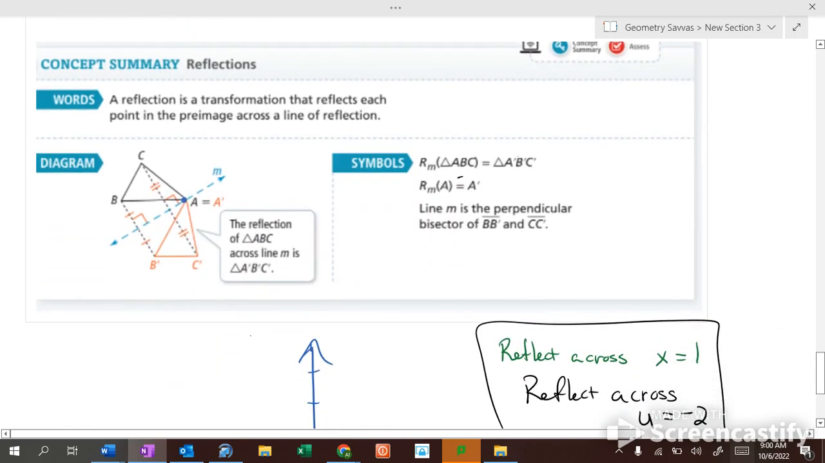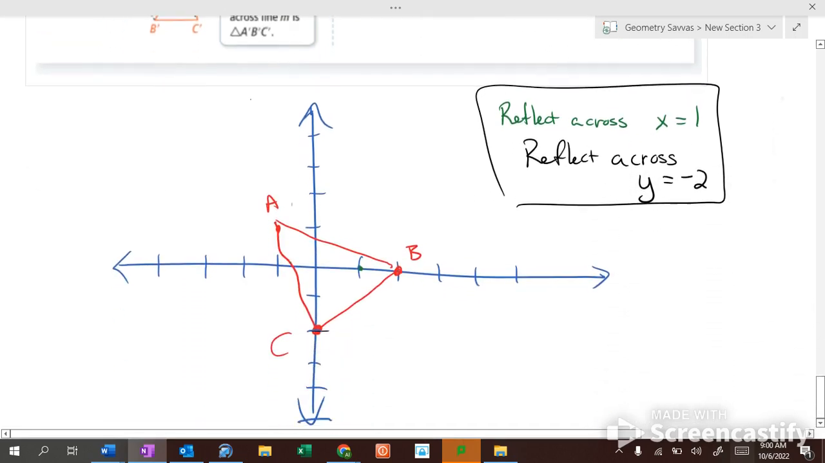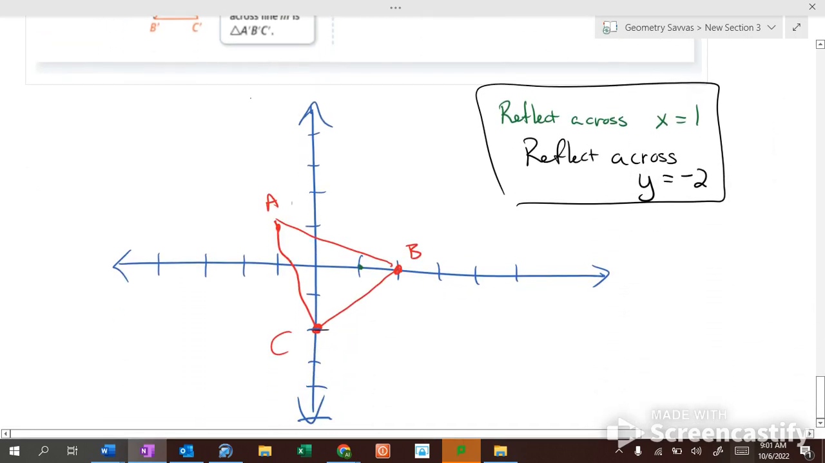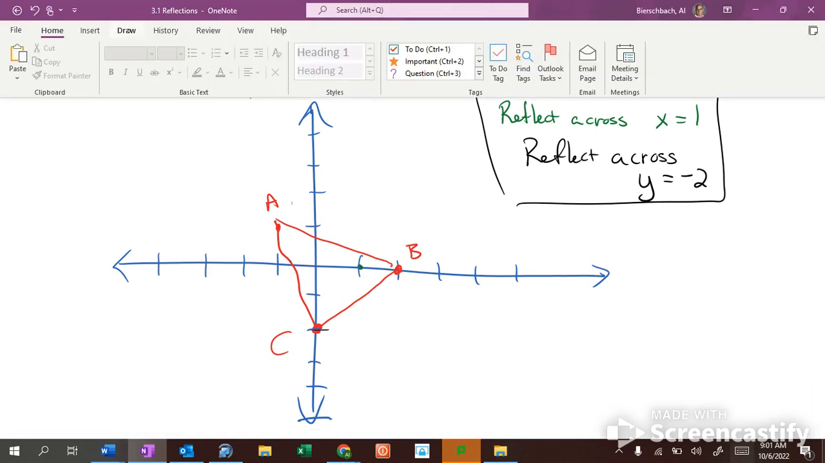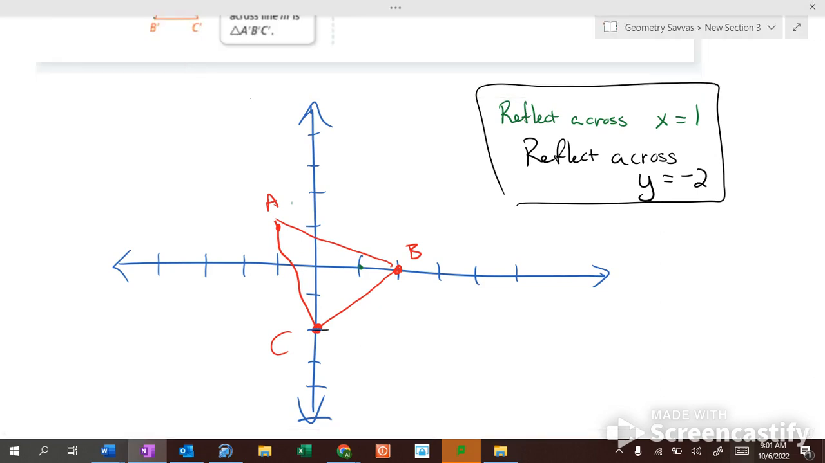All right, reflections. A reflection is a transformation that reflects a point in the preimage across a line of reflection. Okay? So let's take an example of this. Now what we're going to do is reflect across the line x equals 1. We're not just doing the x-axis or y-axis. We're going to actually reflect across a different line. The line x equals 1 has the points 1, 0, 1, 1, 1, 2, 1, 3, 1, 4, 1, 5, and so on. It's this line right here. This is the line x equals 1.